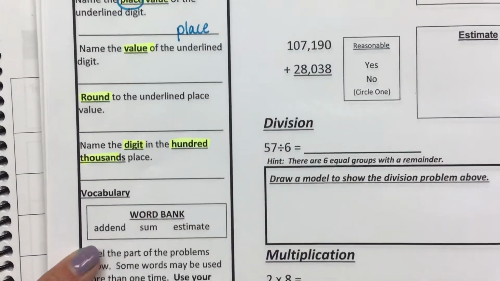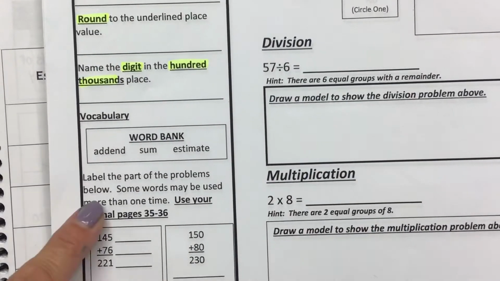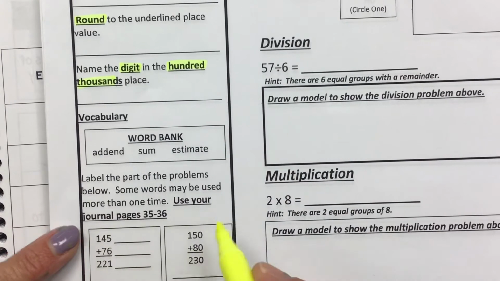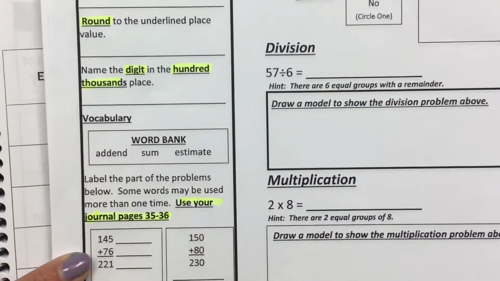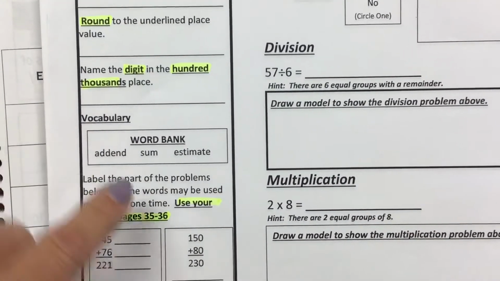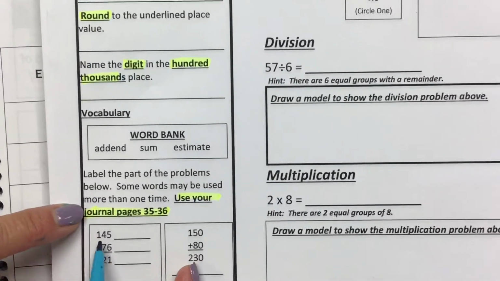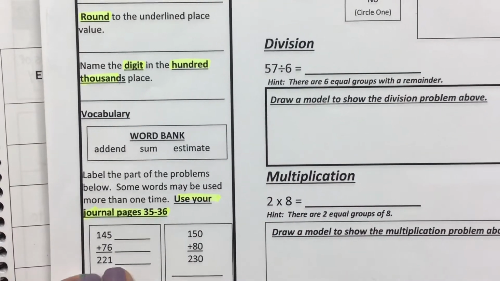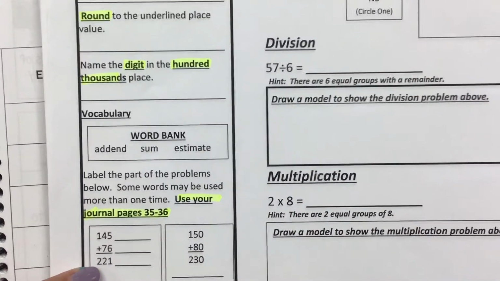Okay, here we have a word bank. There's 3 words to choose from. It says label the part of the problems below. Some words may be used more than one time. You can go to Math Journal pages 35 and 36 for reference. But we have add-in, sum, estimate. So this number is either an add-in, a sum, or an estimate. This number is an add-in, a sum, or an estimate. This number is an add-in, a sum, or an estimate. And this whole thing is either an add-in, a sum, or an estimate.